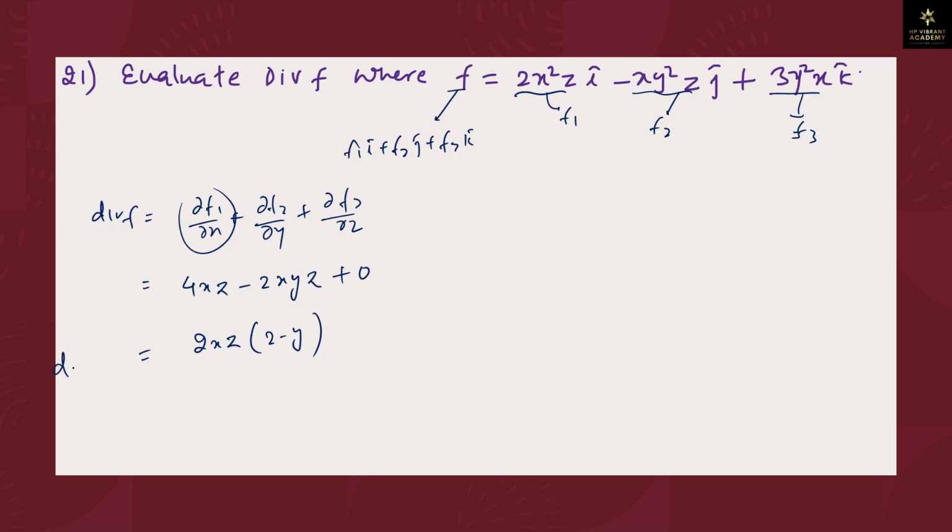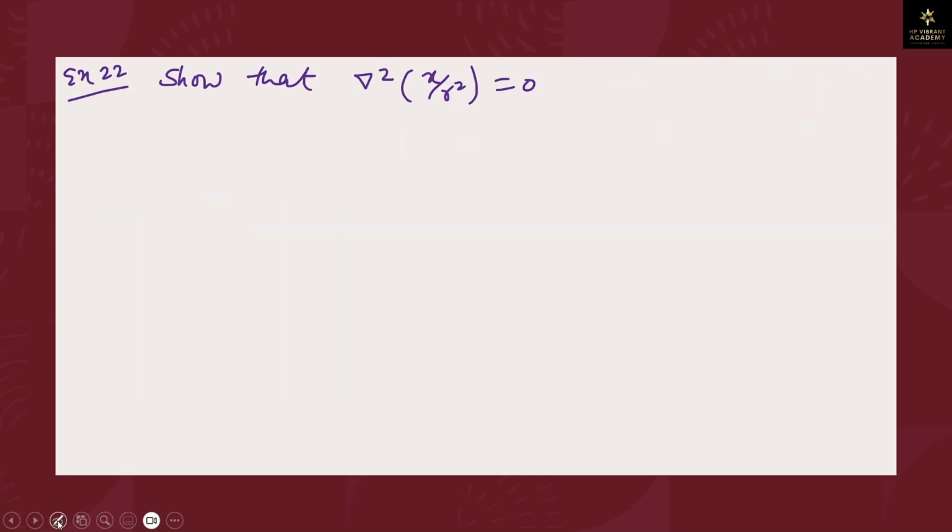Okay, so this is the value of divergence of f. So let us discuss question number 22. Show that del square of x upon r cube is equal to 0. So we have del square of x upon r cube.